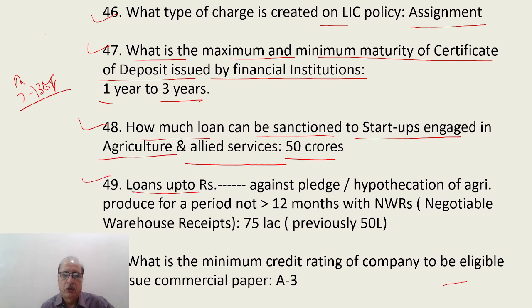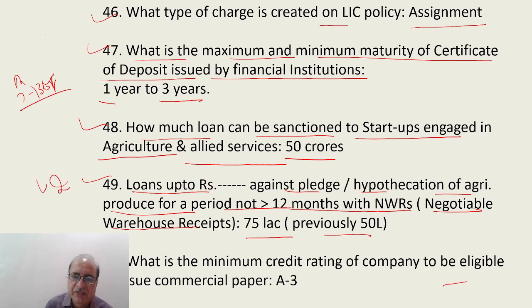Question number 49. Loans up to what rupees against pledge or hypothecation of agricultural produce for a period of more than 12 months with NWR, negotiable warehouse receipt? This is 75 lakh, previously 25 lakh. Very important question. Negotiable warehouse receipt means one which can be transferred. If a farmer has brought his produce to the cold storage and it has a negotiable warehouse receipt, then the maximum loan that can be given is 75 lakh. Previously it was 50 lakh.